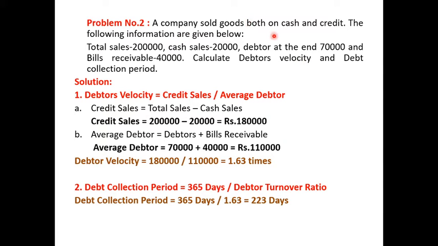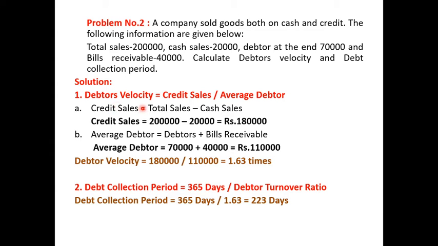Next, problem number 2. A company sold goods both on cash and credit. The following information is given below. Total sales is given, cash sales is given, debtors at the end and bills receivable at the end are given. Calculate debtor velocity and debt collection period.